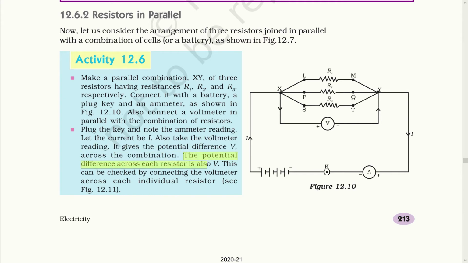The potential difference across each resistor is also V. So in a parallel connection, the voltage is not distributed, or there is no voltage drop. It remains constant throughout the circuit. Here, the current will be distributed in all the three cases. So for resistor 1, the current will be I1.